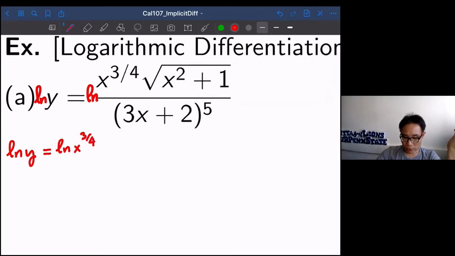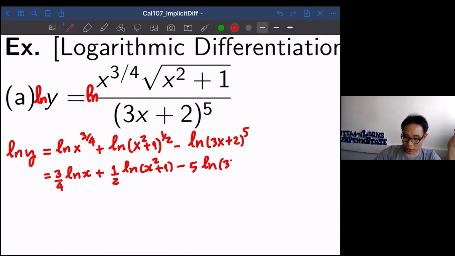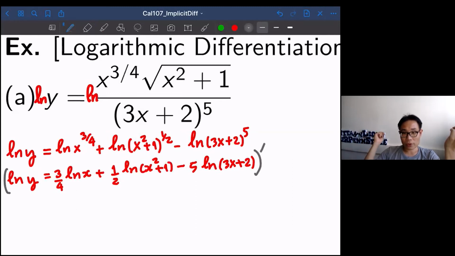Using the property of the log, you would get log x to the 3/2, and the second term adds log of x squared plus 1 to the 1/2, minus log of 3x plus 2 to the 5th. So this becomes 3/4 log x plus 1/2 log of x squared plus 1 minus 5 log of 3x plus 2, and this is log y.